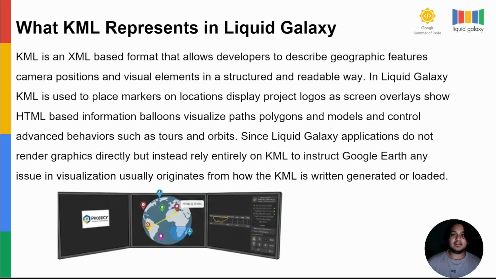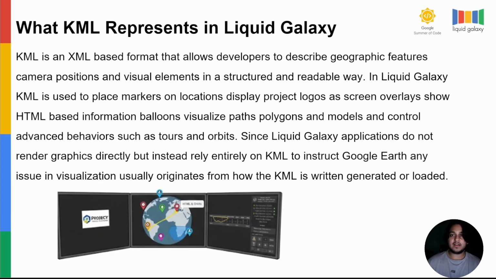In Liquid Galaxy, KML is used for different purposes. We use it to placemark specific locations. We use it to display project logos as screen overlays on individual rigs. We use it to show HTML-based information balloons with interactive content. We can also use it to visualize paths, polygons, and 3D models, for example, to show routes, boundaries, buildings, or terrain features. And finally, KML is used to control advanced behavior such as tours and orbits, when the camera automatically moves along a predefined path or rotates smoothly around a point of interest.